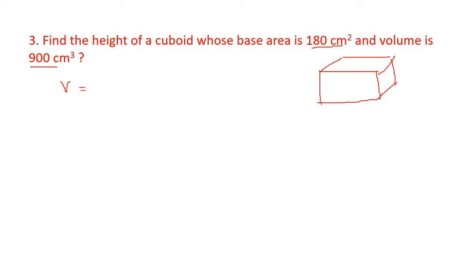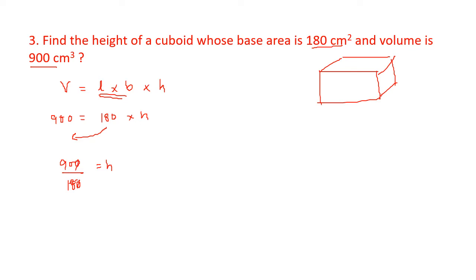Volume of a cuboid is given as L into B into H. Okay, volume is given 900. Now L into B is not given, but the area of the base is given, 180. So instead of L into B, we will take 180 into H. So 180 goes in division. So 900 upon 180 should give us the H.